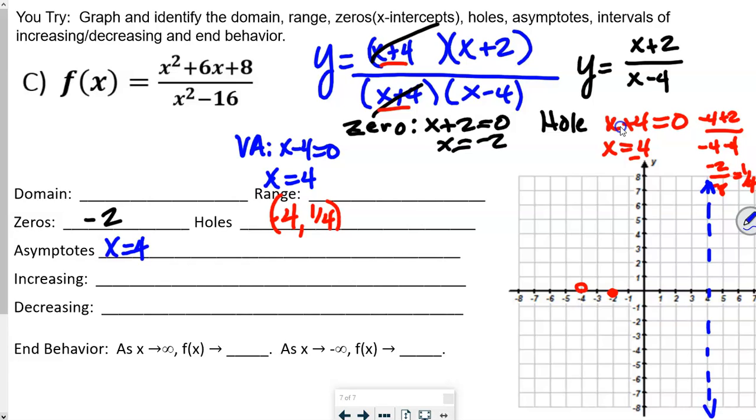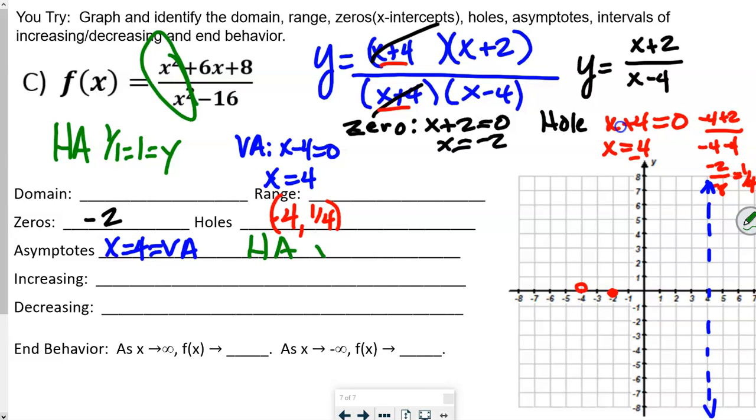Okay, then we're going to talk about our horizontal asymptote. Okay, that's this again. So our horizontal asymptote, we have the same degree on top and bottom, x squared and x squared. So that's going to be 1 over 1 equals 1, which equals y. So this was our vertical asymptote. And then our horizontal asymptote is going to be y equals 1. So we're going to put that right here.